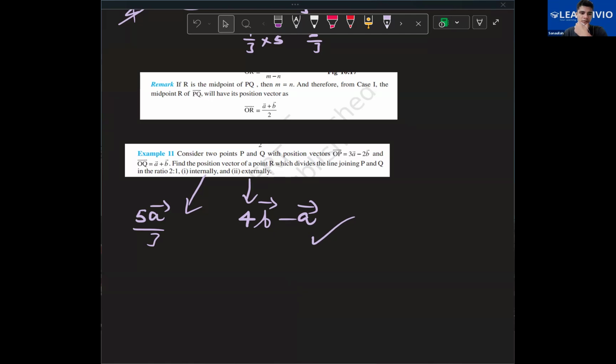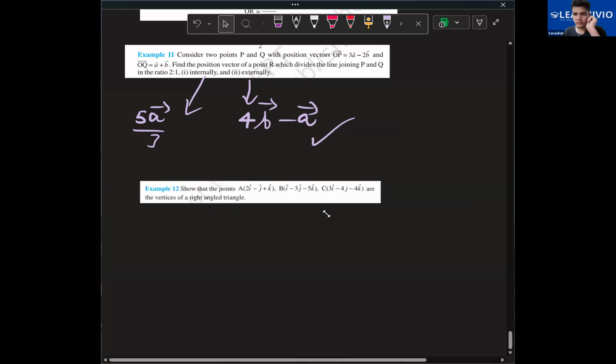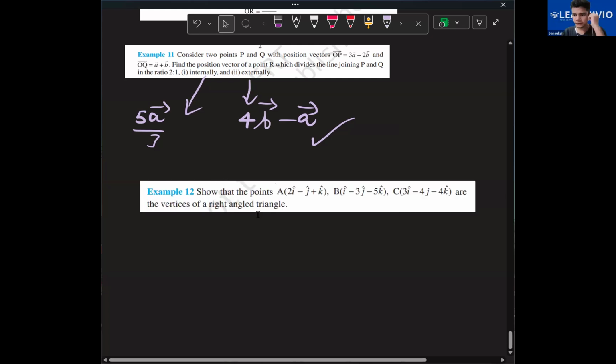Section formula is done. All right. Okay, you have this question. Show that points A, B, and C are vertices of a right angle triangle. How will you prove this?